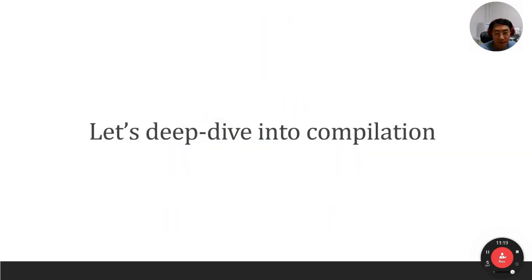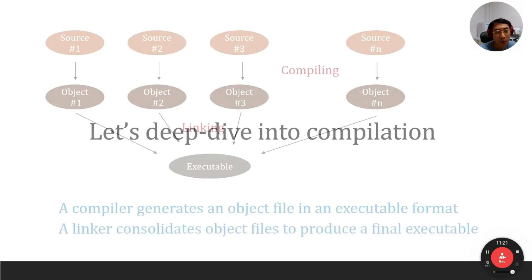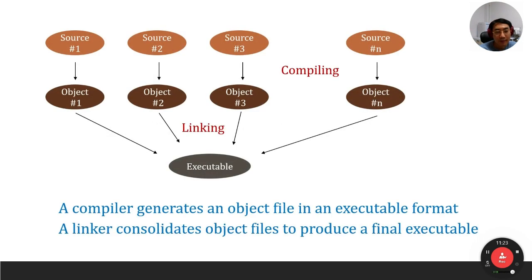So let's deep dive into compilation a little more. We have multiple source code files. Think about C code. Maybe you might have a single source file, but it's typical to have multiple. The compilation process takes n different source files and converts the source code into objects. And this is the compilation process.